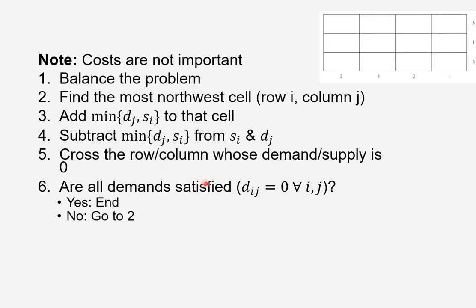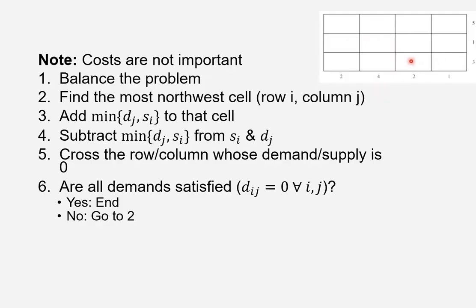Are all demands satisfied? No, 4, 2, and 1 are still there. Then go to step 2. Find the most northwest cell here, which is this one. Find the minimum of 4 and 3, because it used to be 5 minus 2, it became 3. Minimum of those is 3, add it here. This becomes 0, cross that. Then your tableau reduces to this part. And now looking at here, 4 minus 3 is 1, by the way. Minimum of these 2 is 1, add it here. These 2 become 0, you cross both, and your tableau becomes that.